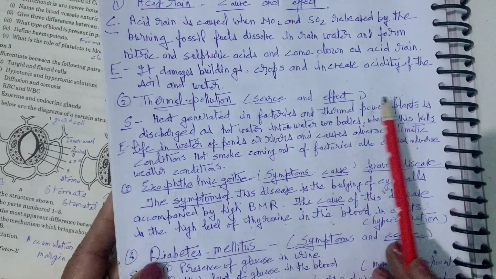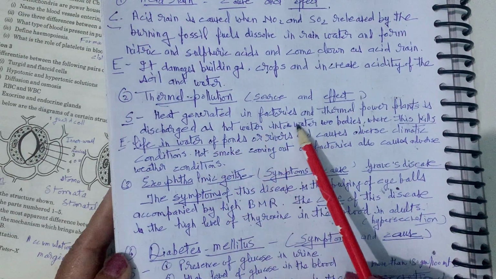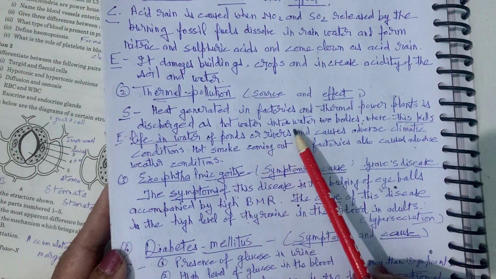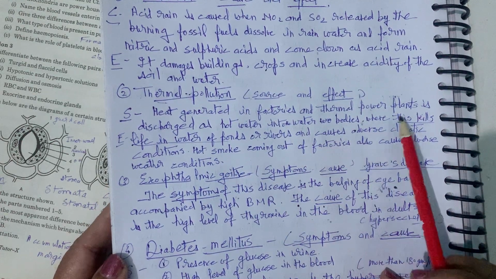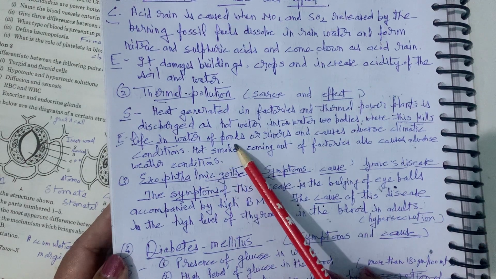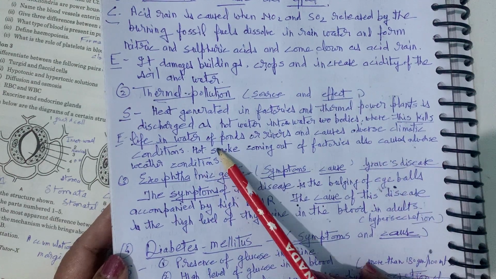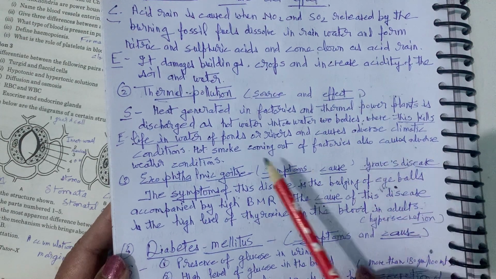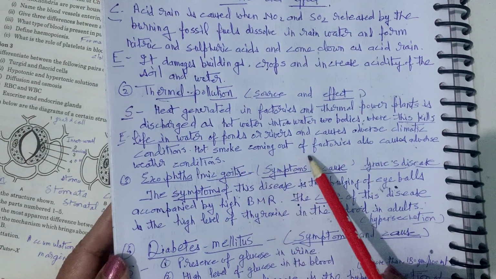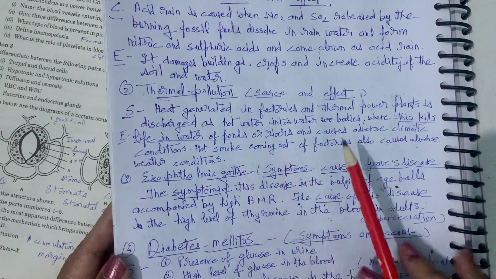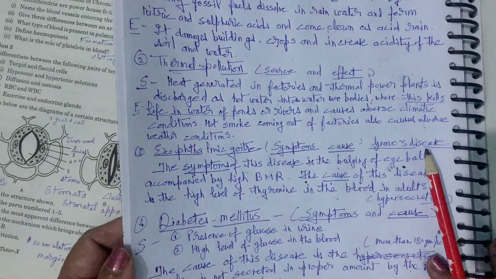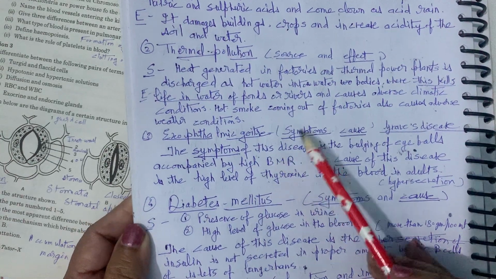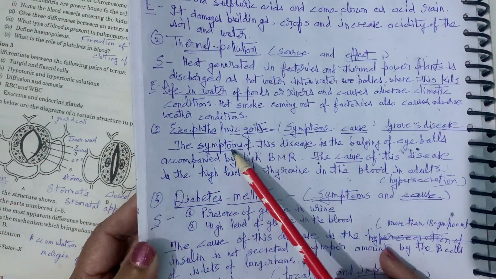Thermal pollution, sources and effects. Heat generated in factories and thermal power plants is discharged as hot water into the water bodies, where it kills the life in the water. That is the effect. It kills life in the water of ponds or rivers and causes adverse climatic conditions. Hot smoke coming out of factories also causes adverse weather conditions, where birds and other animals, aerial life, have problems surviving.